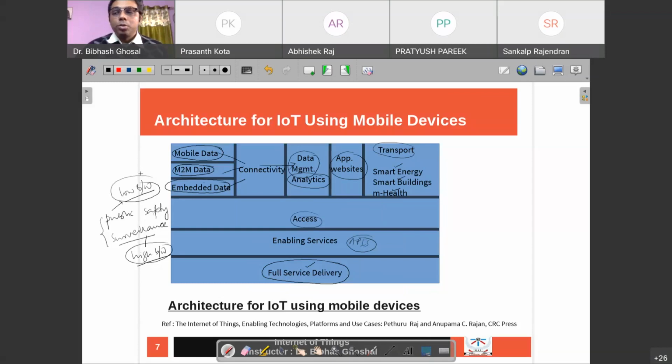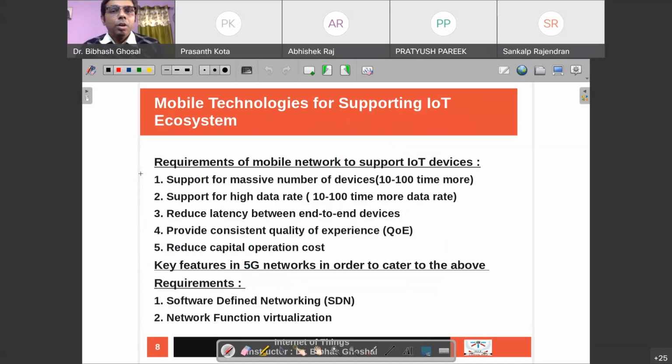So if you are planning to use a mobile device as an IoT device, you should be aware of what the constraints are and for which purpose you are going to use it. And accordingly, you have to choose whether the mobile device is suitable for that or not. Just by using a mobile as an IoT device, you may end up in trouble if you're not aware of the requirements of your system. Okay. So what is the requirement then if you are planning to use mobile technology?